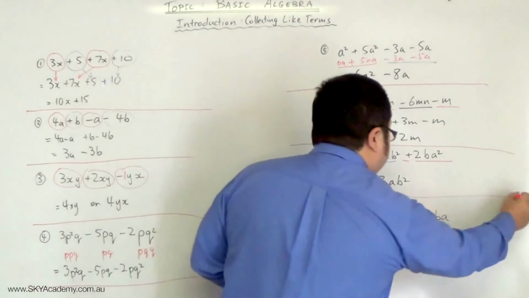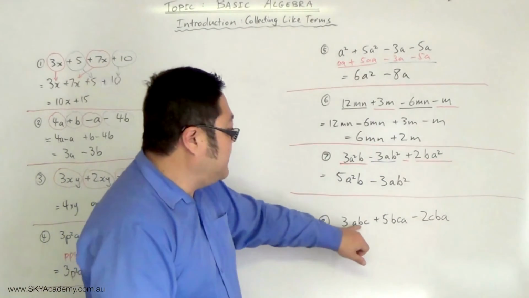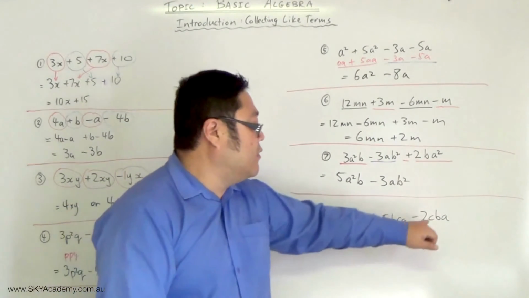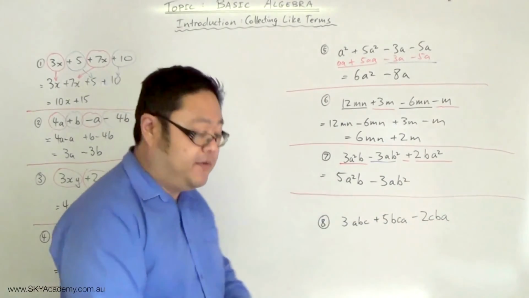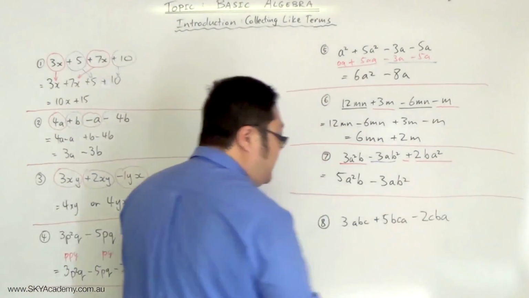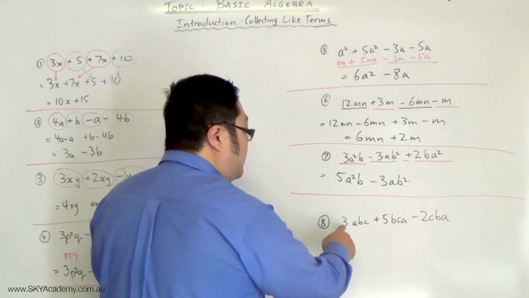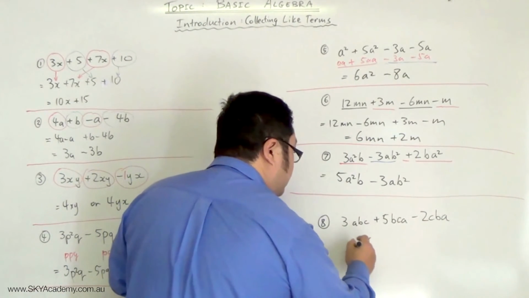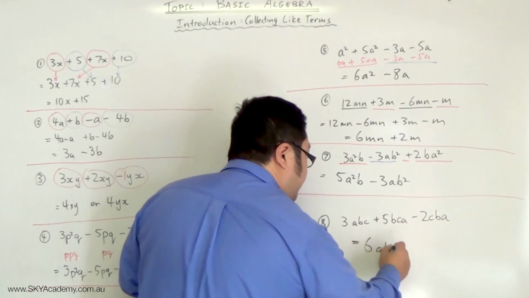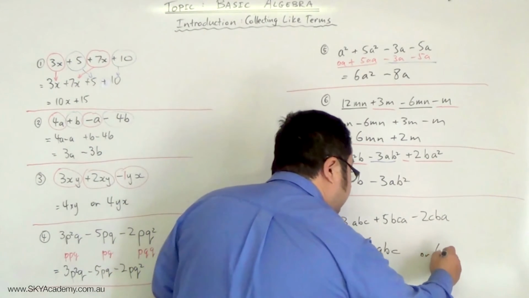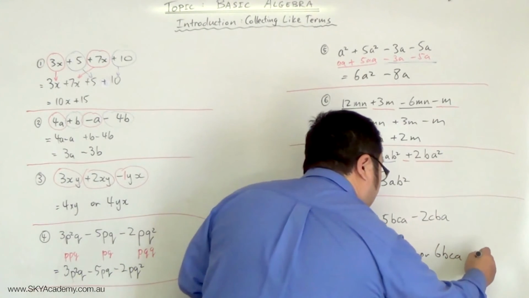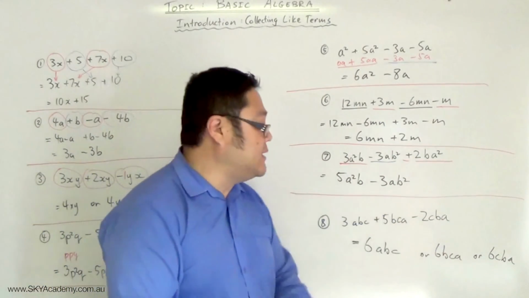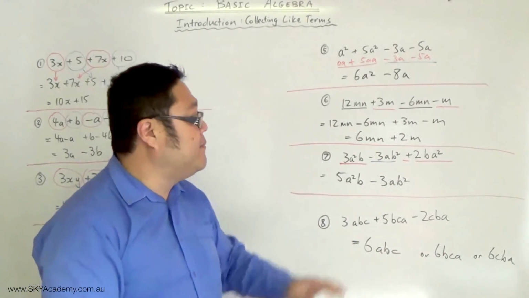Okay? And then your last one here, abc is the same combination as bca but in a different order, which is also the same combination as cba but in a different order as well. So the order doesn't matter as long as you've got the right combination. 3 plus 5 of them is 8 of them, minus 2 of them is 6 of them. So you've got 6 lots of abc, or you could just as easily write 6 bca or 6 cba. You don't have to write all 3 answers, you can just write one of them and that is totally fine.